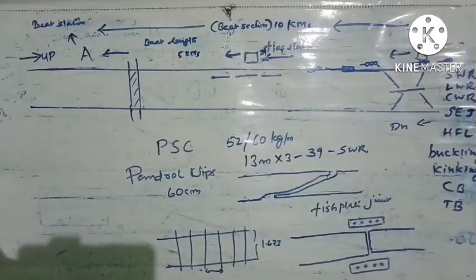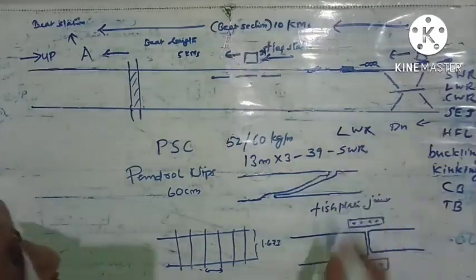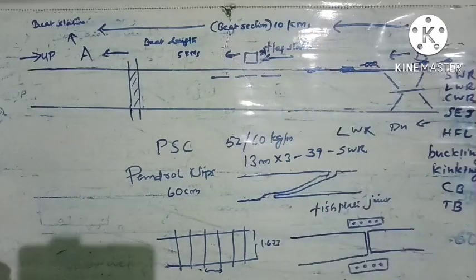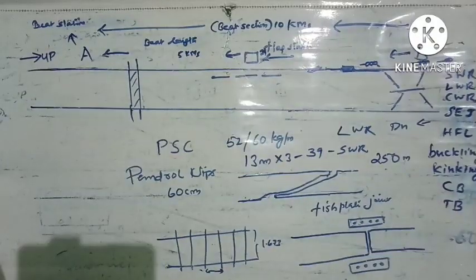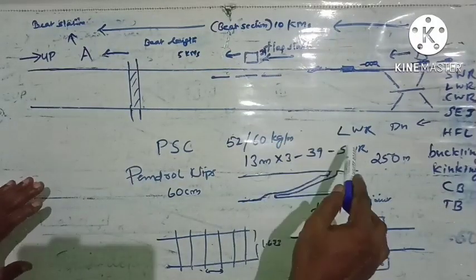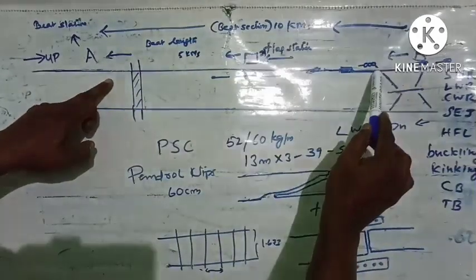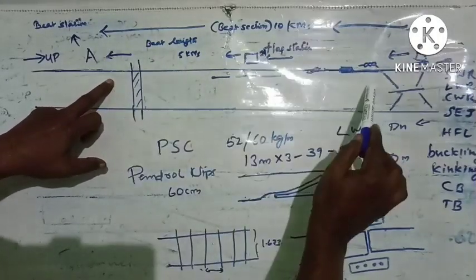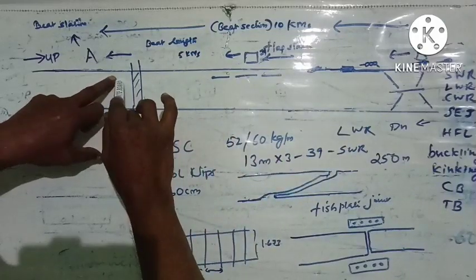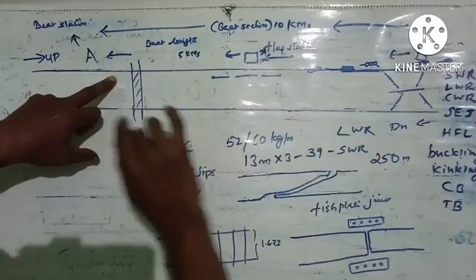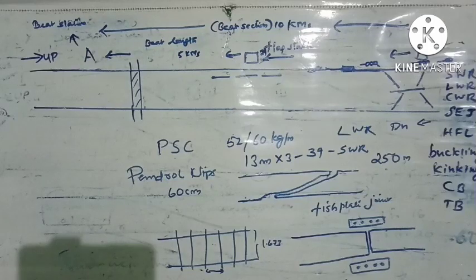Nowadays, instead of SWR, we are using LWR, that is, long welded rails. Long welded rails will have a minimum length of 250 meters. And again, we have progressed. Nowadays, we are using LWR, long welded rail, extending from station A to station B. That is, in the entire block section, we are using a single rail. The entire rail from one station to another station is continuously welded. That is how nowadays we are using LWR.